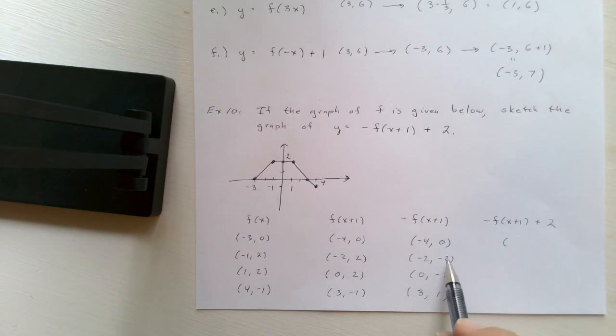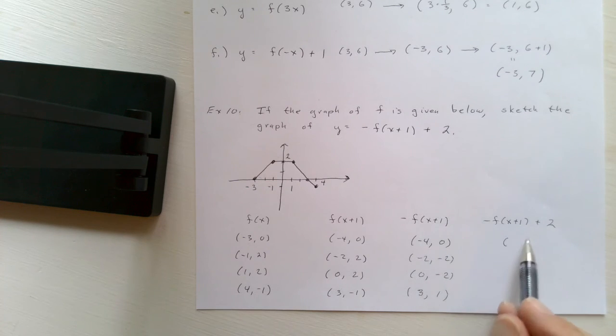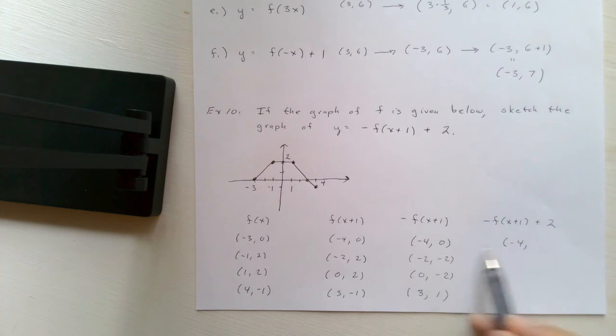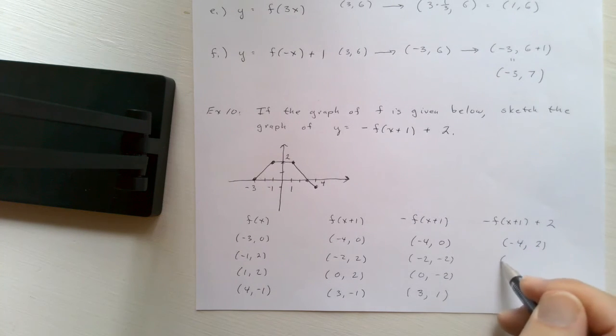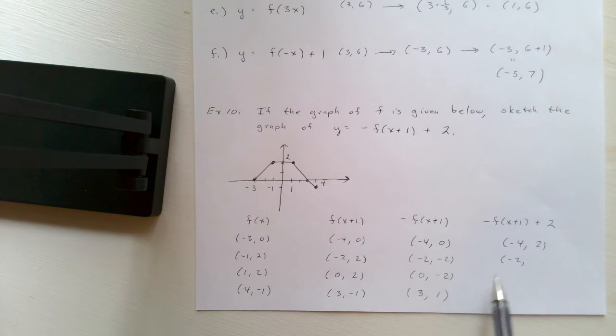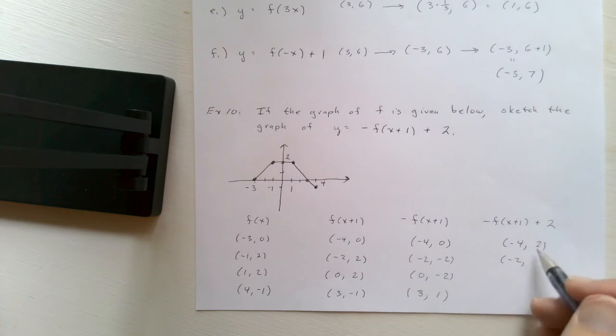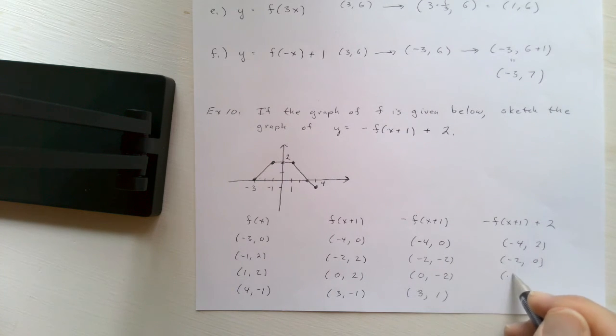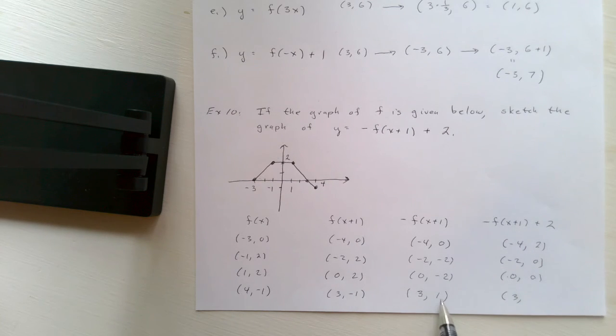And then finally we add 2 to the y-coordinate because we're shifting the graph up. So the x-coordinate stays the same. We add 2 to the y-coordinate. So this is negative 4, 0 plus 2 is 2. 2 plus negative 2 is 0. Negative 2 plus 2 is 0. And 1 plus 2 is 3.